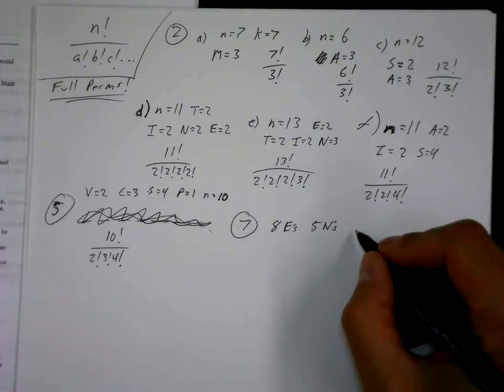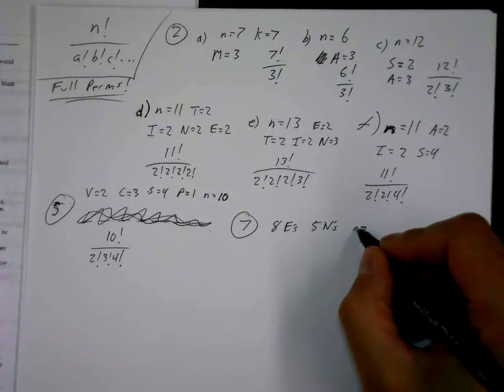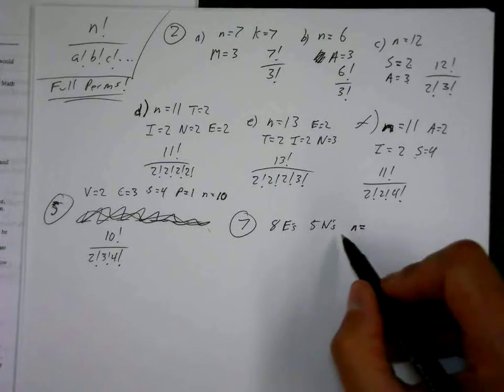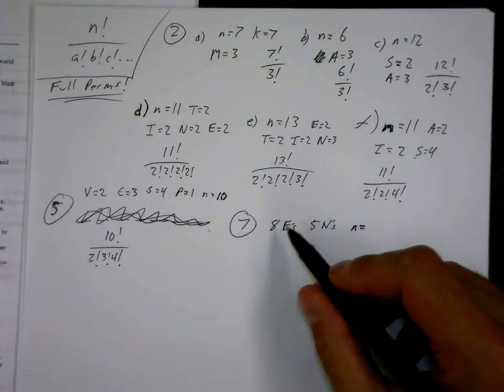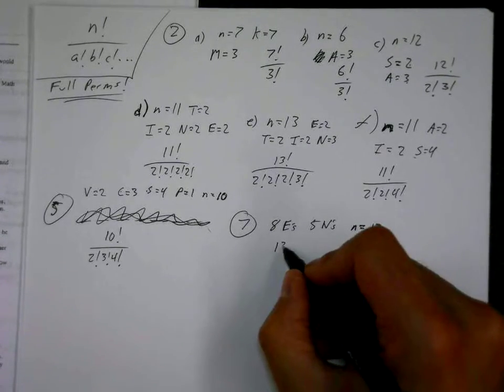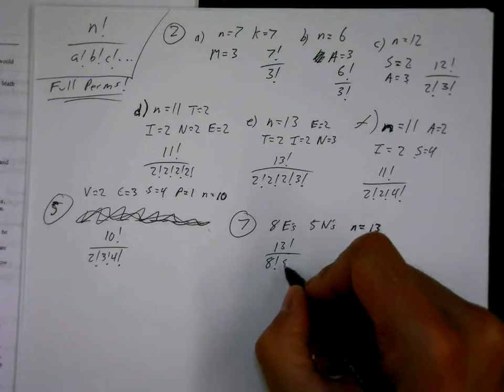How many different paths? So the n in this case, and that's why I do big N's and big E's and big I's and S's and T's and A's and all that sort of stuff, because little n is actually just the number. So there are 13 in total that I can arrange. So I'm going to do 13 factorial over 8 factorial, 5 factorial.